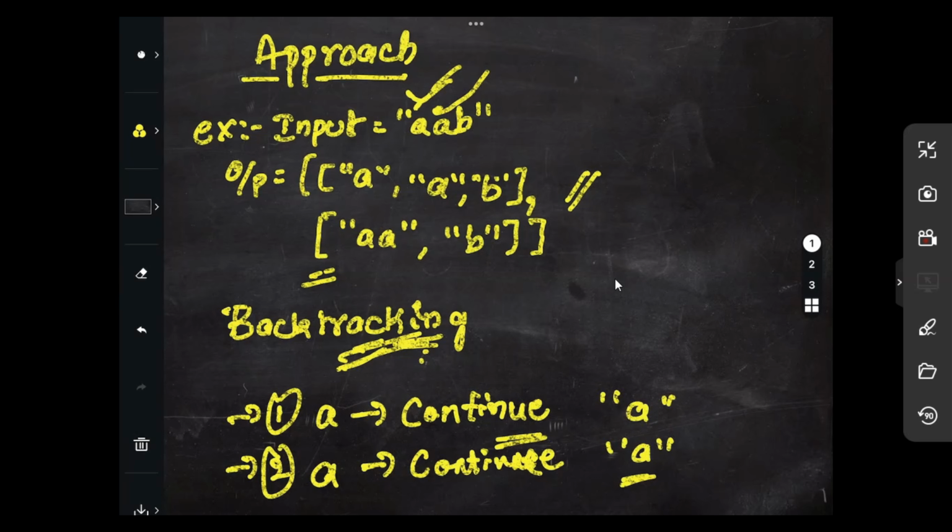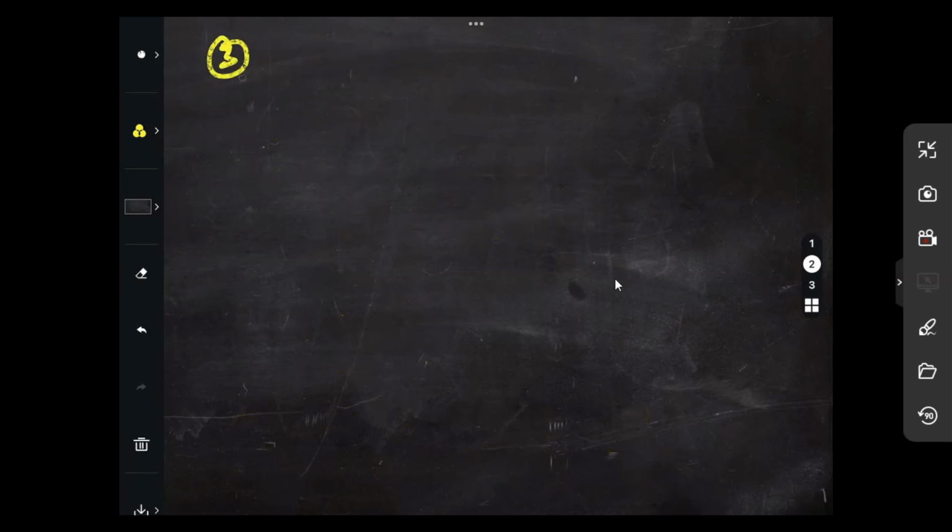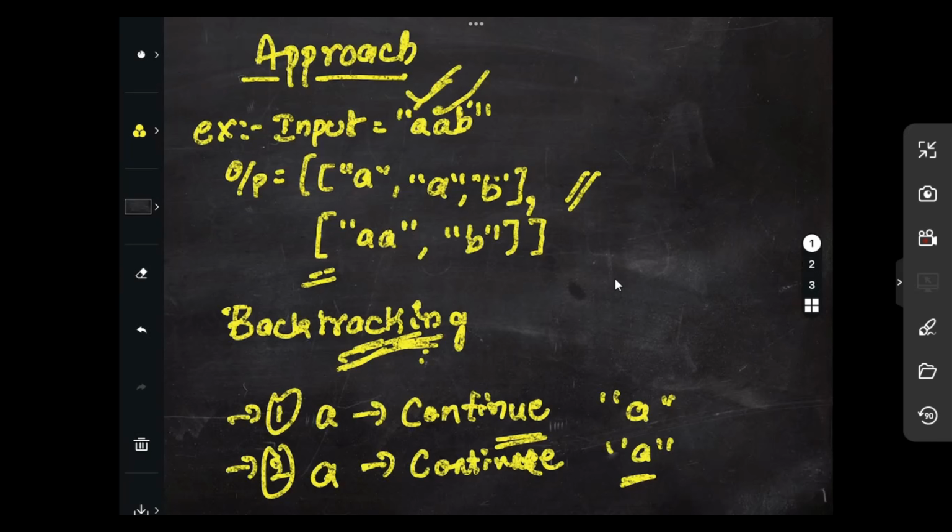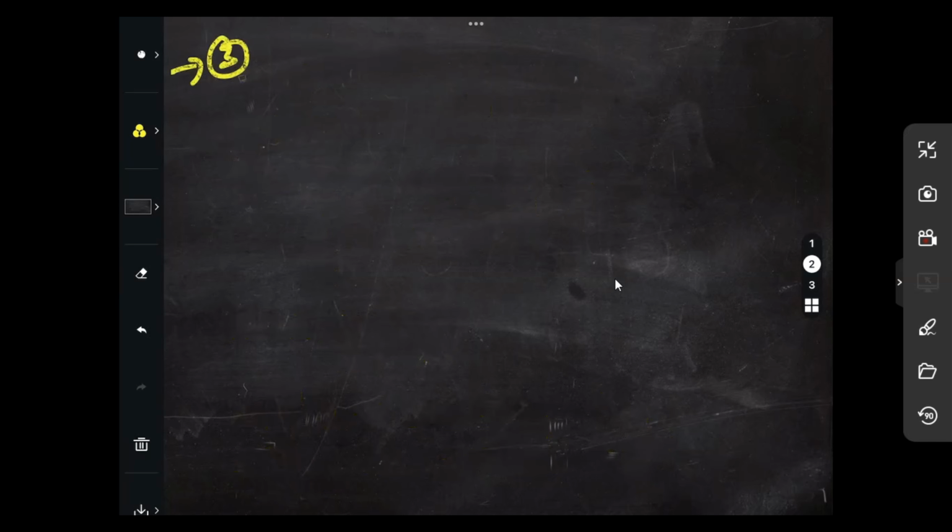So let's move on with the third step. Here in the third step, we will move to the final index and consider b. B is a palindrome, right? So we have reached the end. As we have reached the end, we will be storing this one.